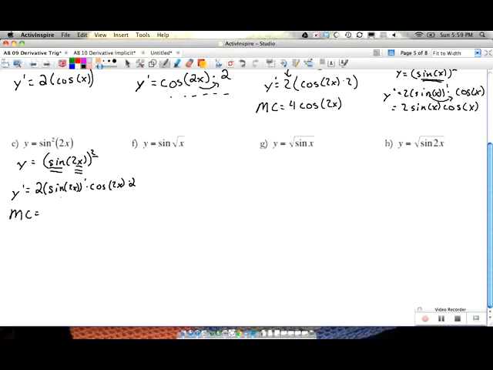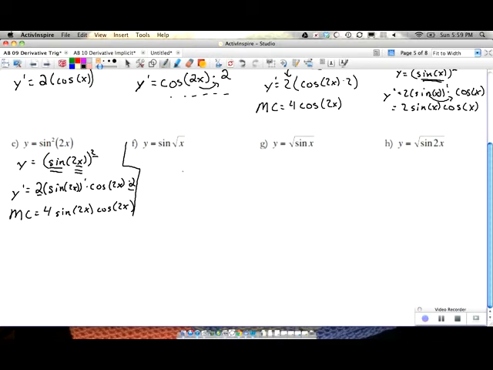If I were to simplify this to a multiple choice type answer, we'd see the 2 and the 2 would be a 4. And we'd have sine of 2x times cosine 2x. Not a whole lot of simplifying, but still worth considering.